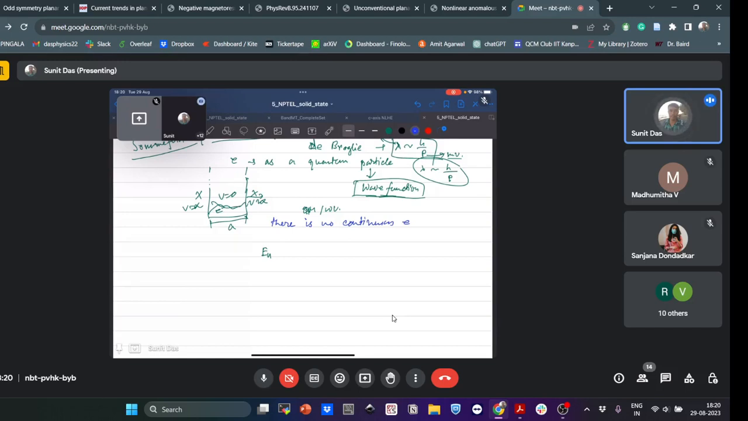Okay, so there is no continuous energy of electron in this case, and En is equal to h bar squared by 2m times (n pi by a) squared. m is the electronic mass. So n is the quantum number, or the energy level index, and n can go from 1, 2, 3, 4, etc. And a is the width of the well.